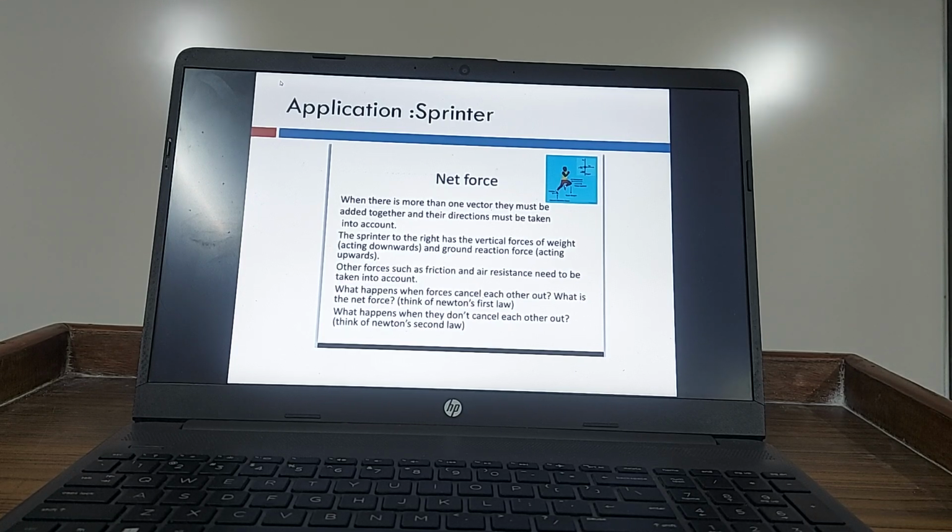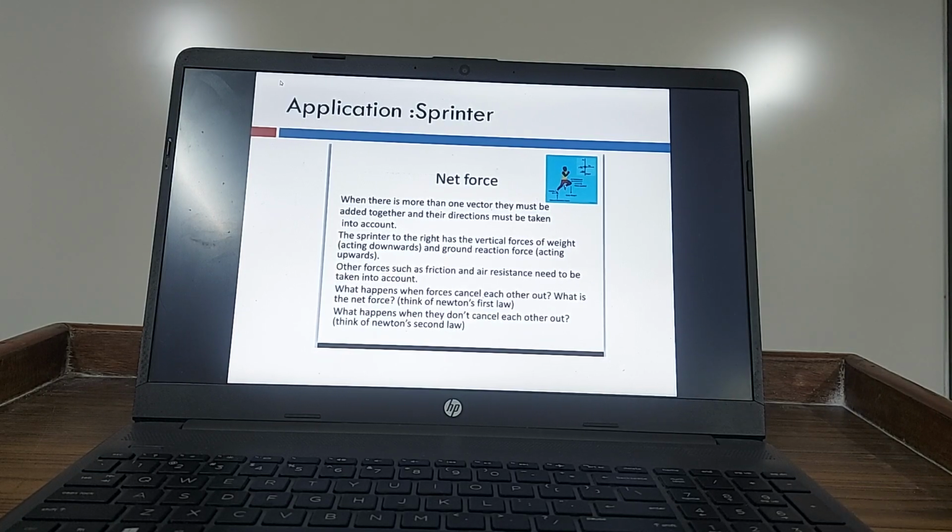The sprinter to the right has a vertical force of weight. Two forces are acting: weight acting downwards and ground reaction force acting upwards. Now other forces such as friction and air resistance are also taken into account. Now, if we only say that the forces cancel each other out, if we say that the weight is cancelling the ground reaction force, fine. Since these two forces are acting on opposite sides and they are equal and opposite forces, they cancel each other.